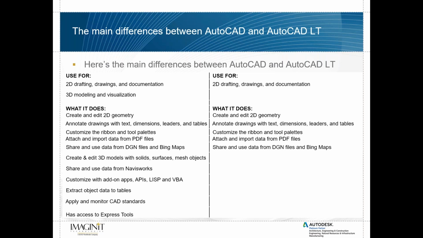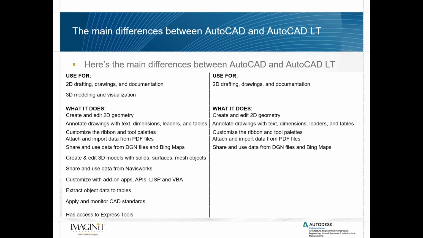Now, the big difference is that in AutoCAD, you can create and edit 3D models with solids, surfaces, and mesh objects. You can share and use data from Navisworks, which you cannot do in AutoCAD LT. You can also customize AutoCAD with add-on applications, APIs, Lisp routines, and Visual Basic applications. You can extract object data to tables, in other words, inside of basic AutoCAD, create spreadsheets that are tied back to that information, and put tables inside your drawing.